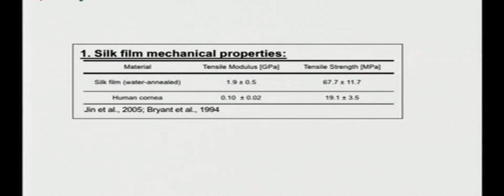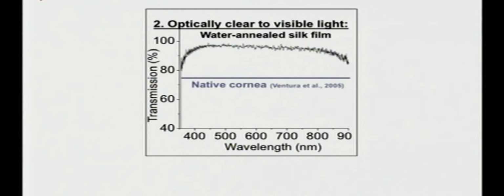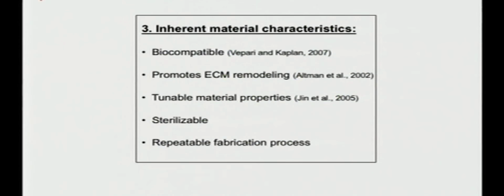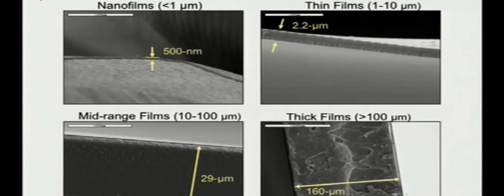You know, silk strands are very, very strong. They're optically very clear, at least as clear as a piece of cornea. And with their inherent mechanical and material characteristics, they're biocompatible. You can tune them. It tends to be very useful for extracellular matrix remodeling. So we can make these films from the nanoscale to the microscale, at various thicknesses.